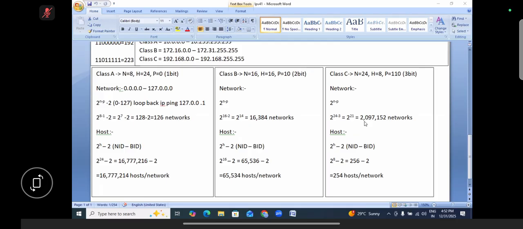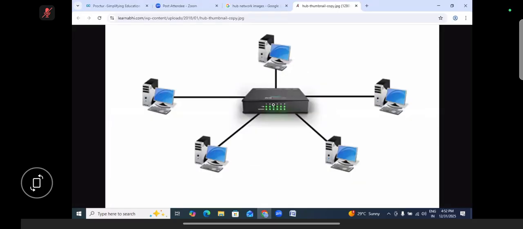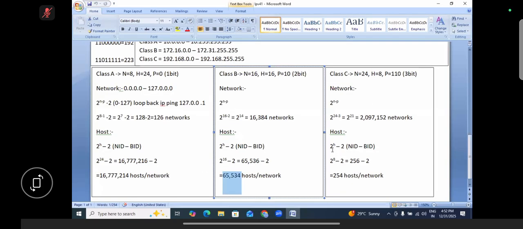Okay, so I hope you got it, right? We can deploy more than 20 lakh networks like this. And then how many hosts can we connect? What is the host formula? 2 to the power of h minus 2. So one is the network ID, another one is the broadcast ID.